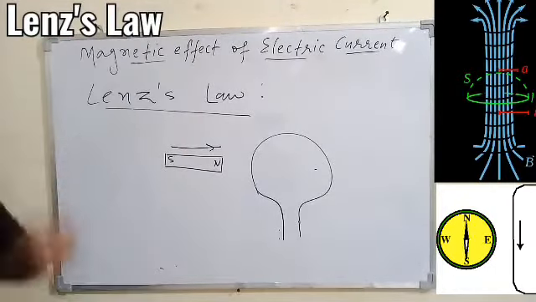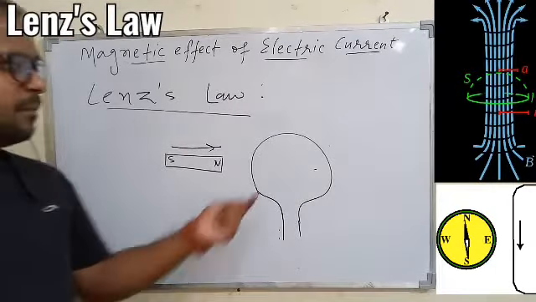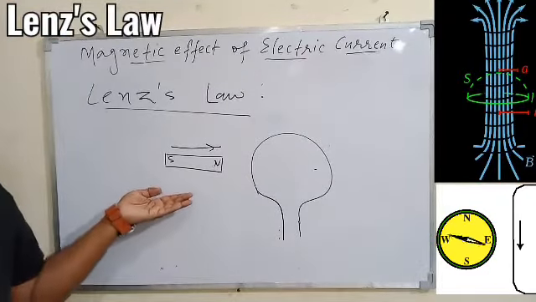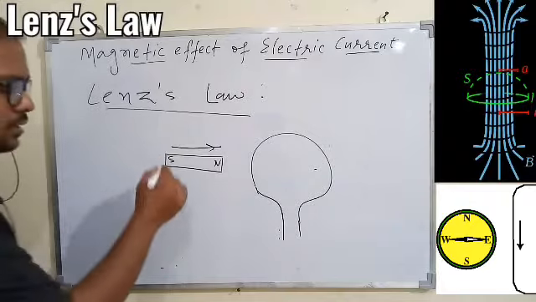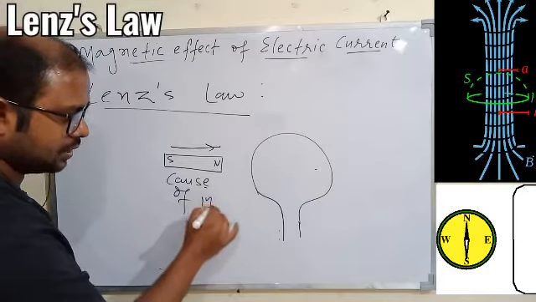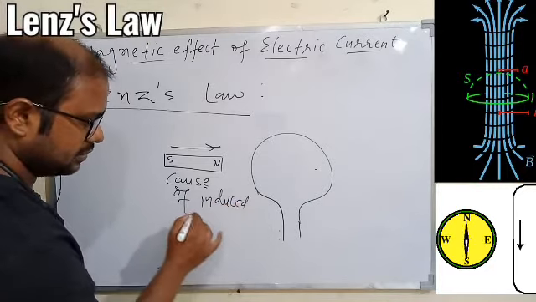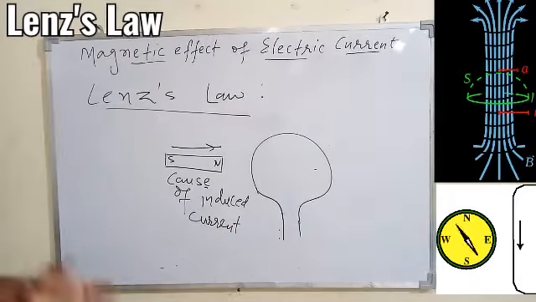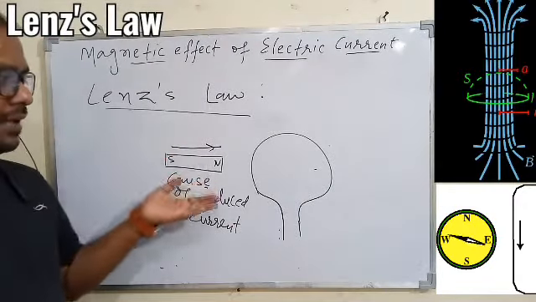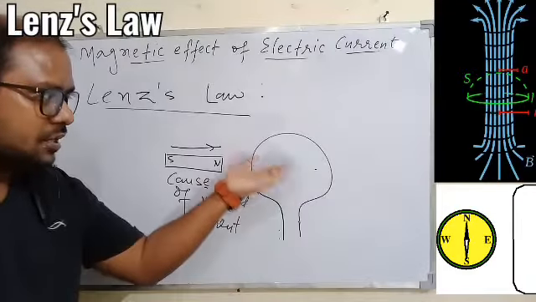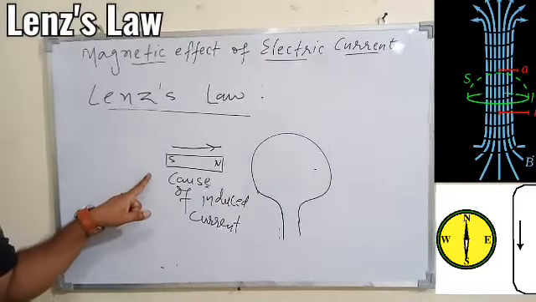So the law says that overall the current in this coil will be induced because of this magnet only. So we can say this magnet is the cause of the induced current in this case. I am repeating again: if we have a magnet and a coil, the coil will have induced current, and the cause of this induced current will be nothing but the magnet only.